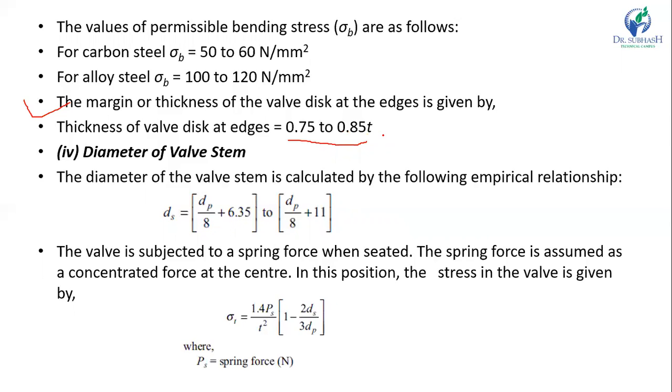Now let us find the diameter of the valve stem, Ds. It is given by the empirical relation, that is Ds is equal to dp by 8 plus 6.35 to dp by 8 plus 11. So Ds is given by this empirical relation, in between dp by 8 plus 6.35 and dp by 8 plus 11.